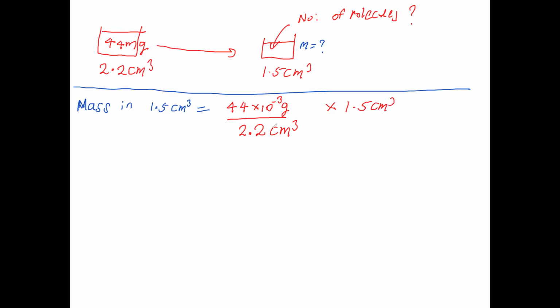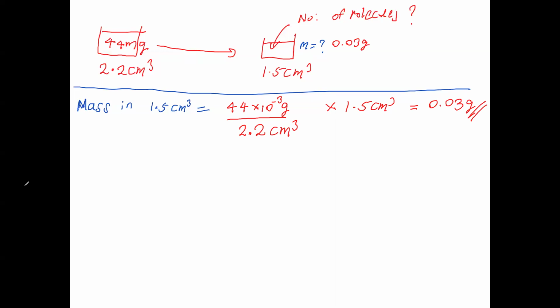First you take 44 times 10 to the power minus 3 in grams. Then you divide by 2.2. Then you multiply it by 1.5. When you do it, you get the answer: 30 times 10 to the power minus 3, which means 0.03 grams. Okay, I know the mass now. 0.03 grams. I found the mass.